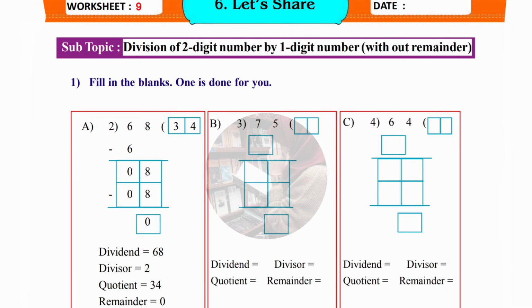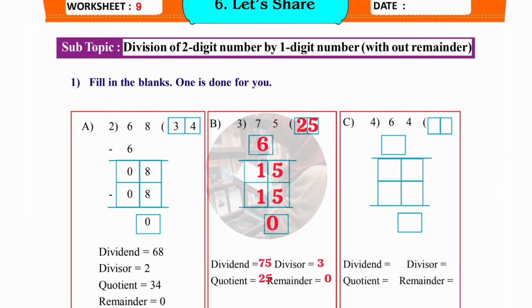So let's see the second one, which is 75 divided by 3. Let's do this. 3 2's 6. 1 will be left and 5 will come as it is. Then 15. 3 5's 15. 0 is the remainder. So dividend will be 75, divisor will be 3, quotient will be 25 and remainder is 0. Understood?